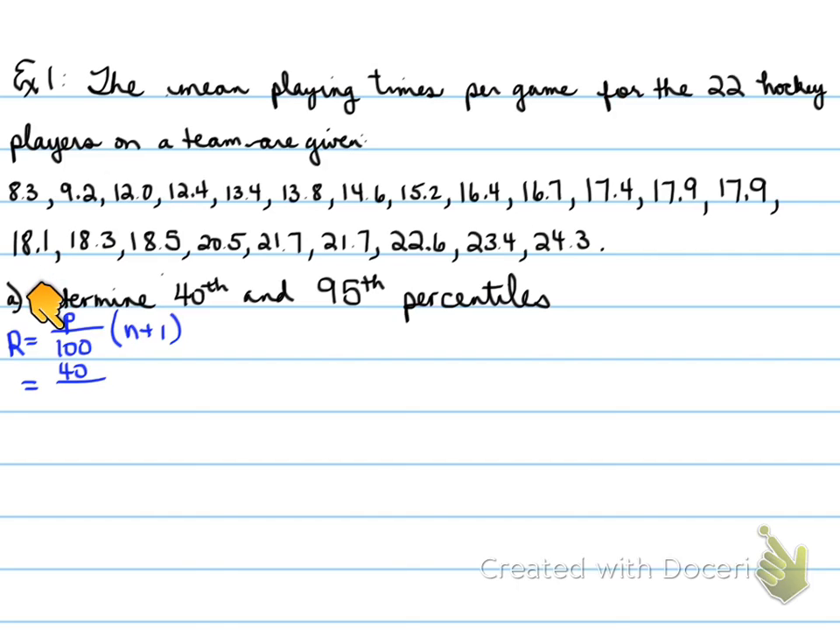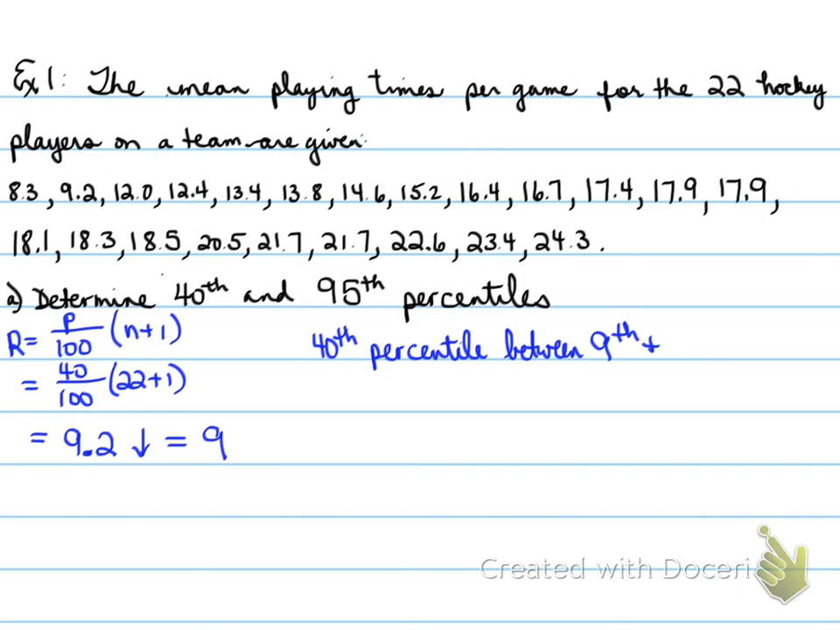We want to know what these are. P is the percentile rank that you're looking for, which is 40th in the first one, over 100, times the data, which is 22, plus 1, so the population plus 1, and we calculate the rank position. So that means the 9th player in order would be the 40th percentile. So 40th percentile is between the 9th and 10th values.